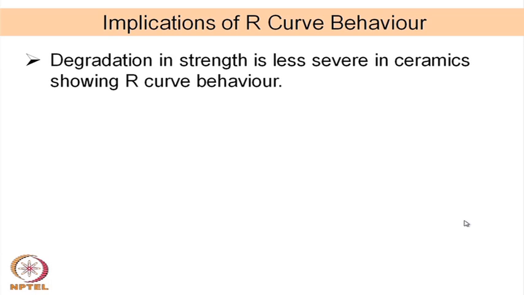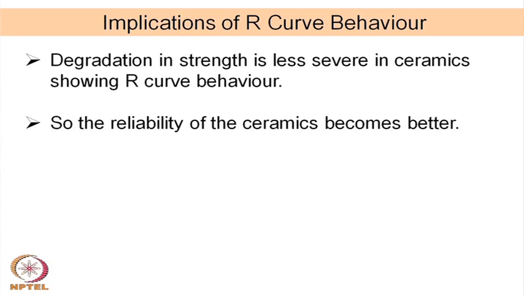Implications of R-curve behavior. Degradation in strength is less severe in ceramics with R-curve behavior, as we have just observed in the earlier diagram. So, as the material is toughened, the degradation in strength is less severe. That is one implication of R-curve. So, the reliability of the ceramics also improves.